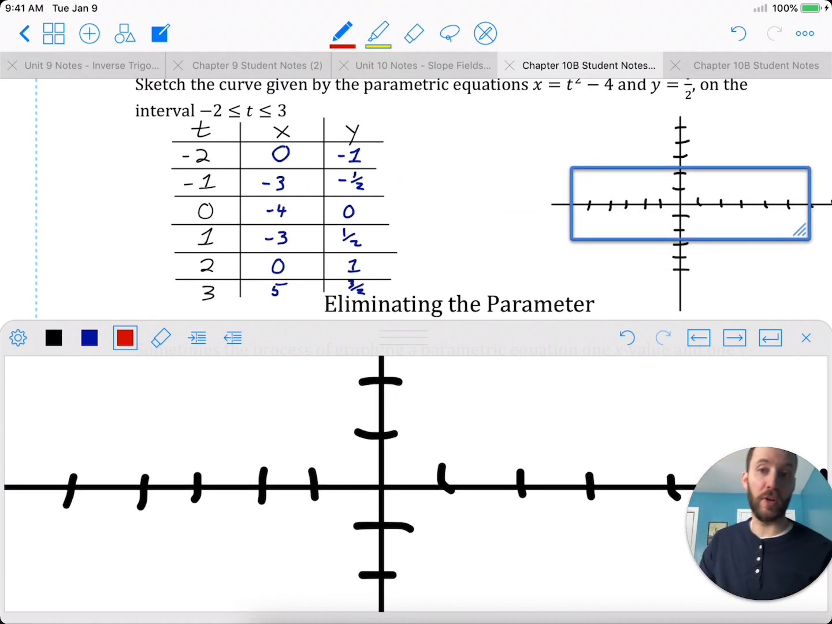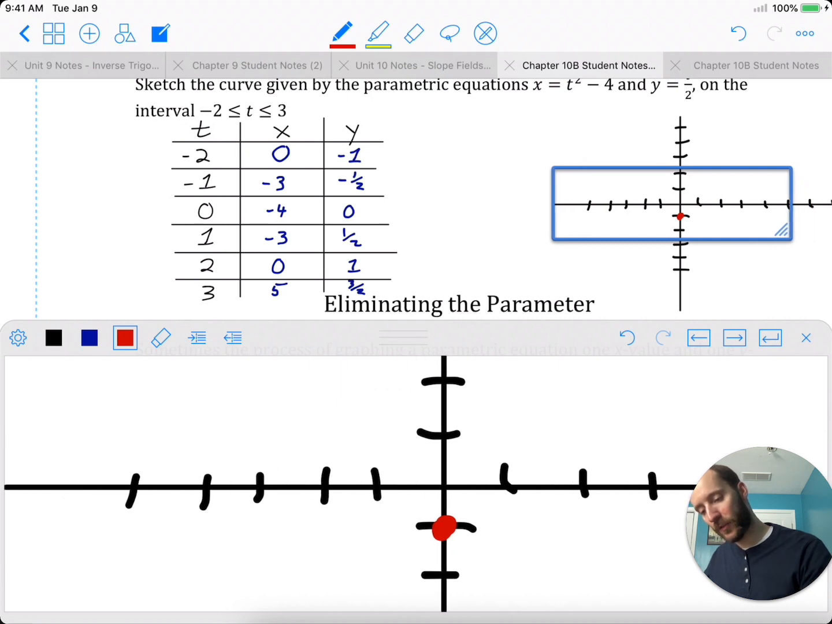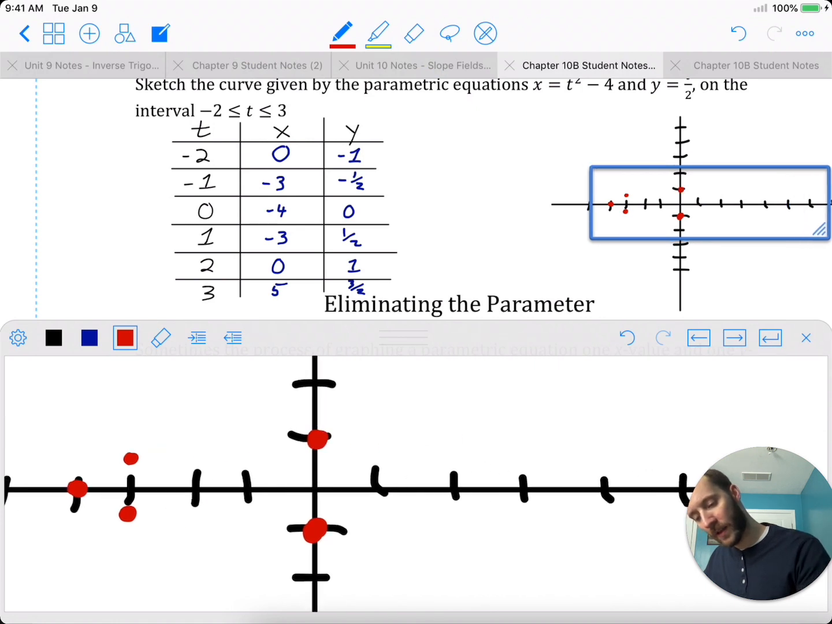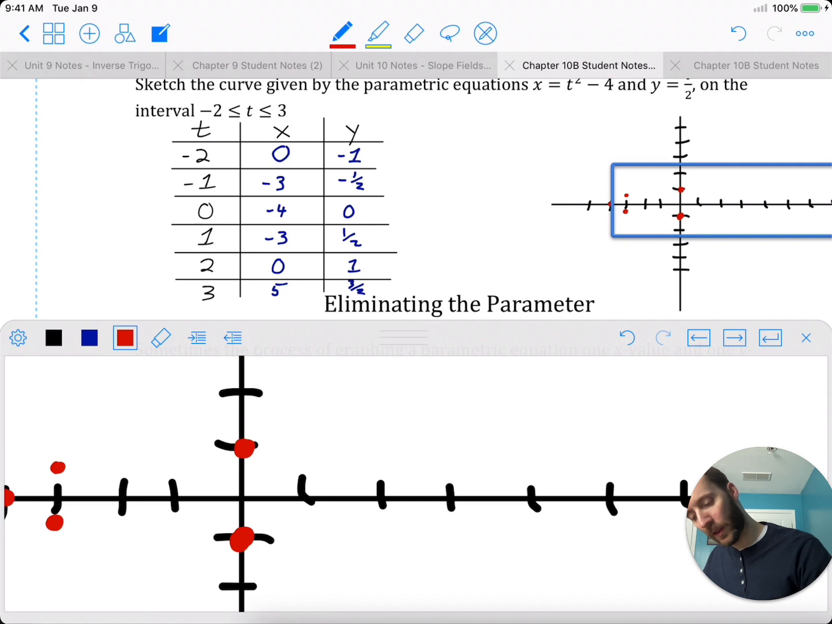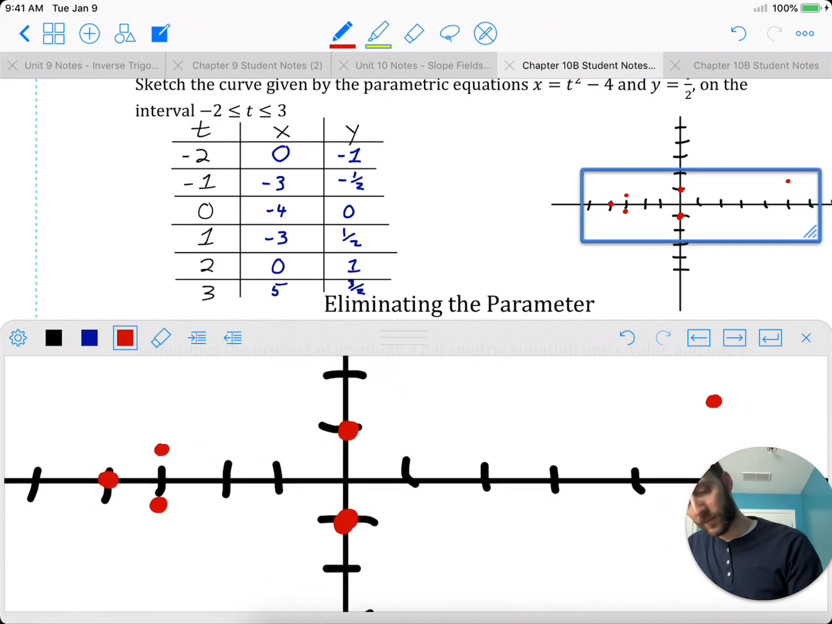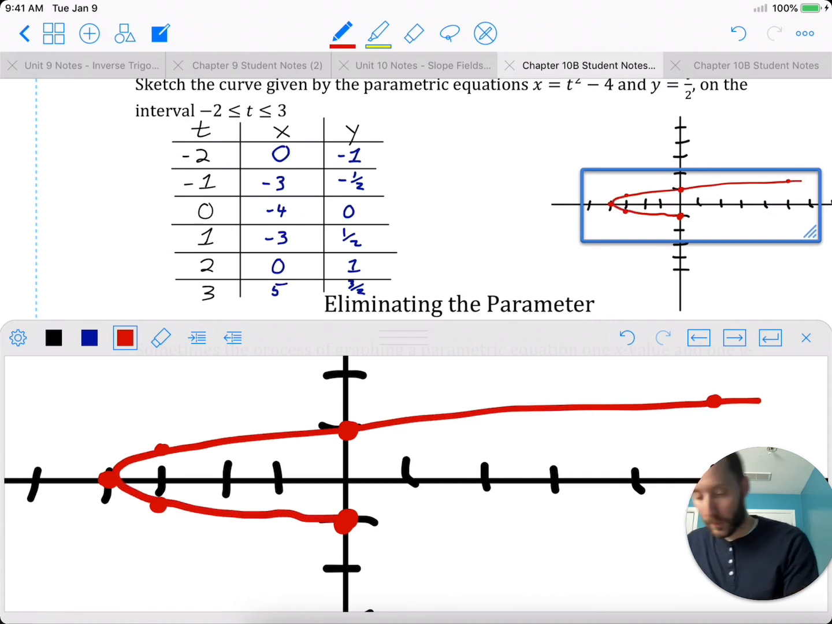And then plot the points. So 0, negative 1, right there. Negative 3, negative 1 half. Negative 4, 0. Negative 3, positive 1 half. 0, 1. And 5, 3 halves. So we see this object, then these points form a parabola. So, pretty good. Then if you want to, why not put an arrow on the end, because this object will keep going.